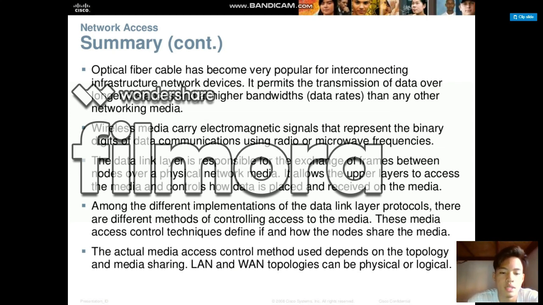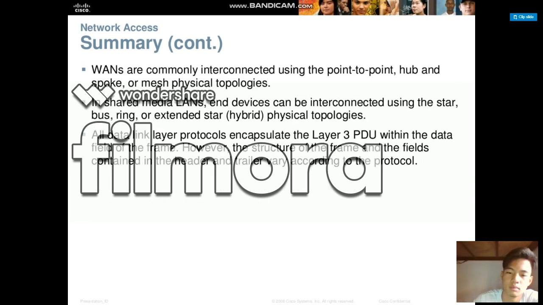The actual media access control method used depends on the topology and media sharing. The LAN, or local area network, and WAN, or wide area network, topologies can be physical or logical. WANs are commonly interconnected using the point-to-point, hub and spoke, or mesh physical topology.